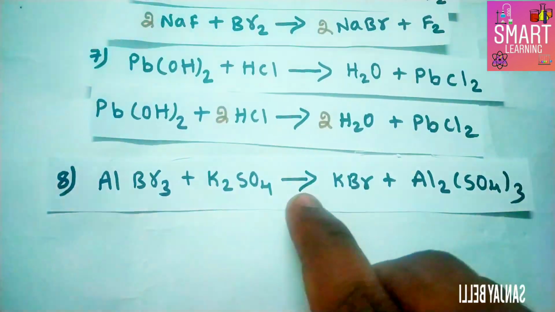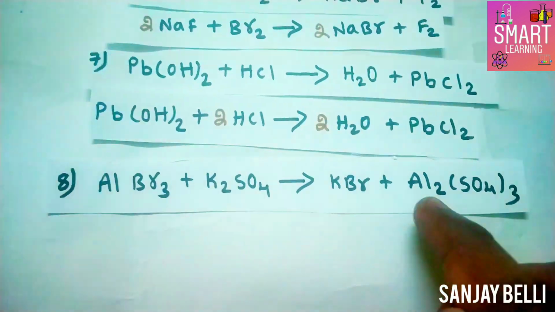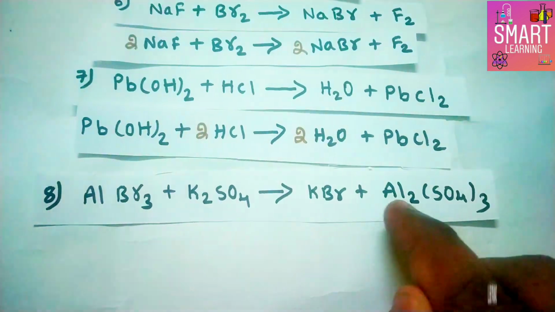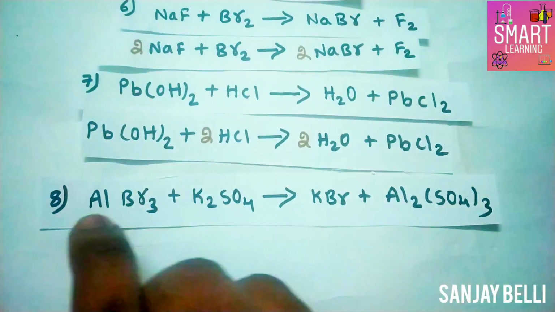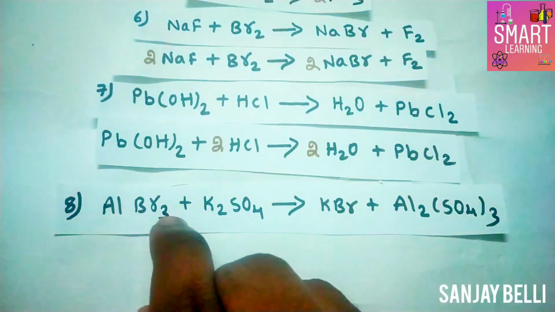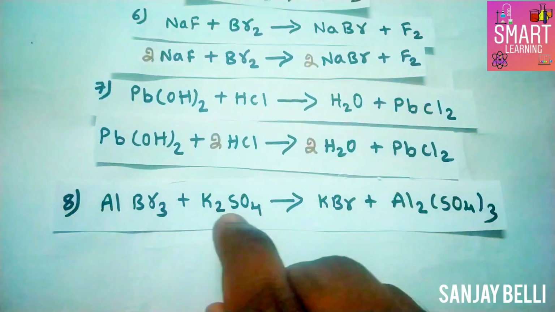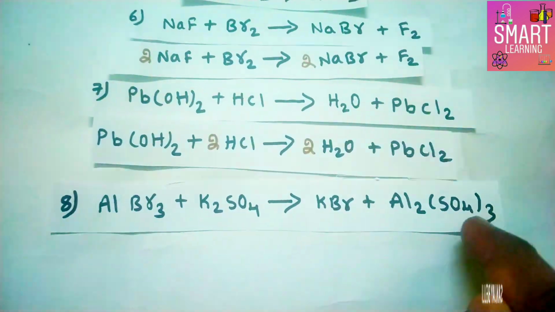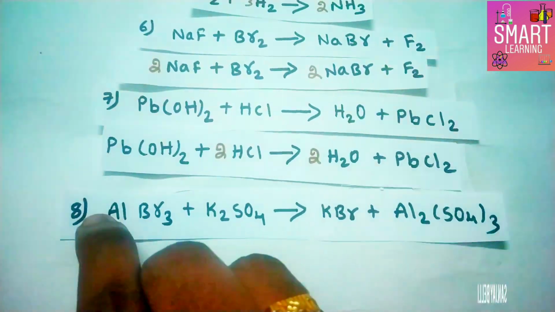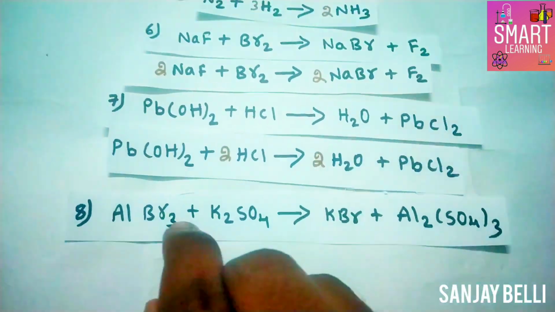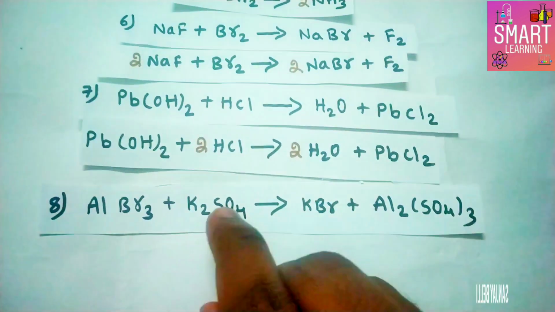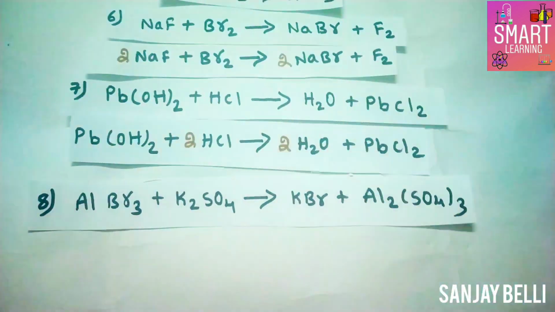AlBr3 plus K2SO4 gives rise to KBr plus Al2(SO4)3. Here you can observe Al2, so here you have to keep a 2. And next Br3. Okay, here you have Br3, and also here you can observe SO4 whole 3. First Al2, 2 is there now, so here we can keep a 2. So 2 3s are 6 Br, so here you can keep 6. SO4 whole 3 was there, so here you have to keep a 3.